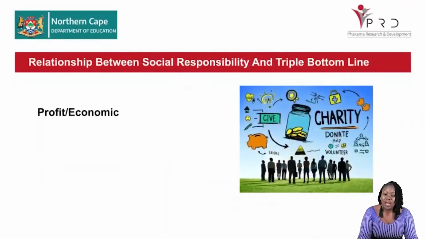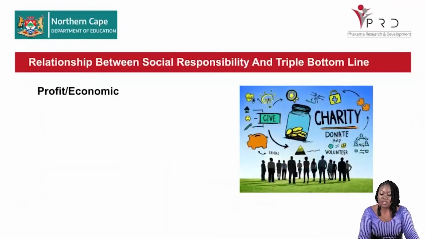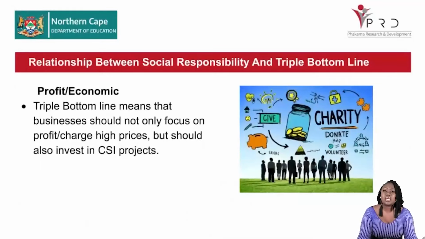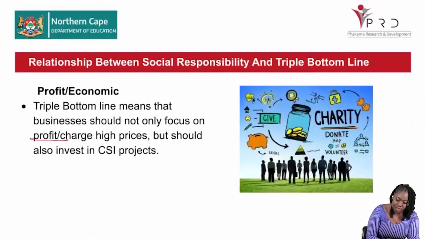Okay, now let us look at the relationship between social responsibility and the triple bottom line. Now we're going to align the two concepts, which is social responsibility and triple bottom line. Let's look at their relationship. The first element, we have profit, which is known as economic. Now, in terms of profit, this is what it means. It means that businesses should not only focus on profit. They should not charge higher prices, but should also invest in what?